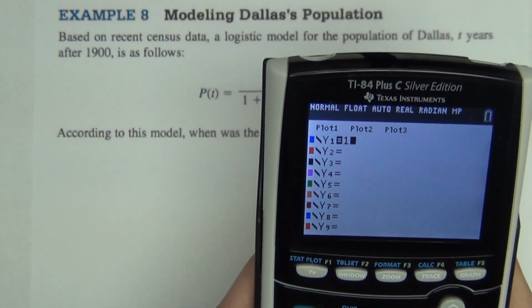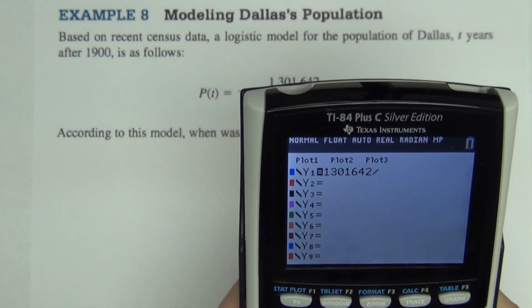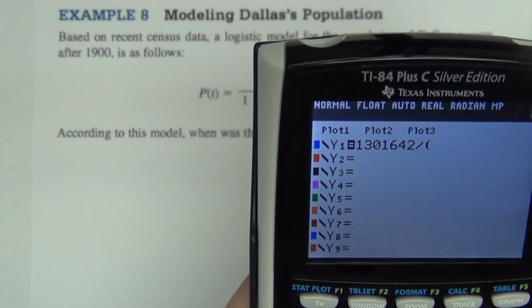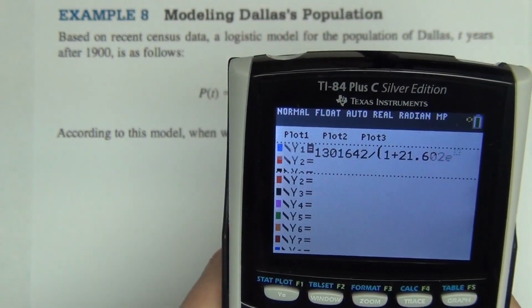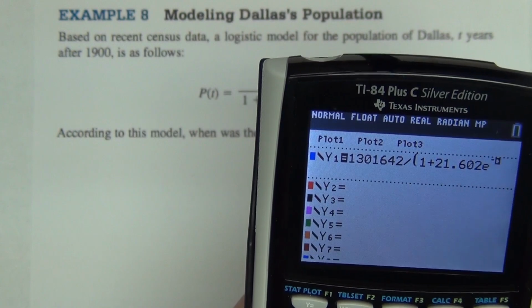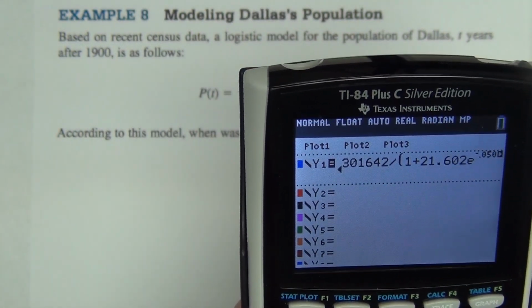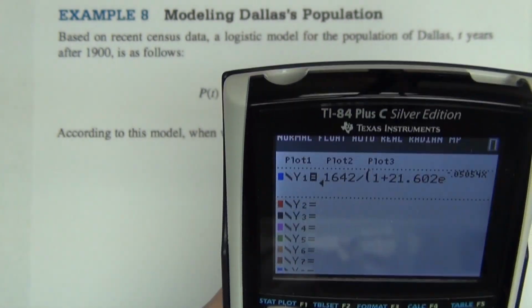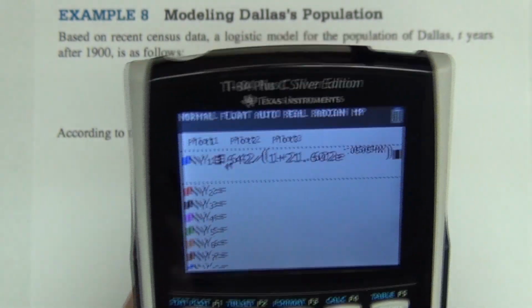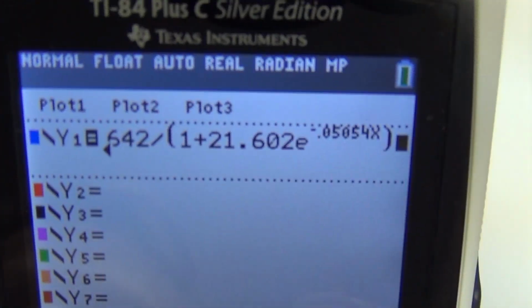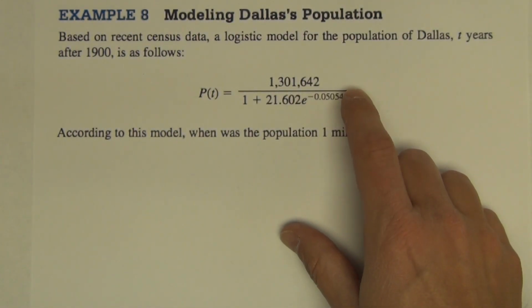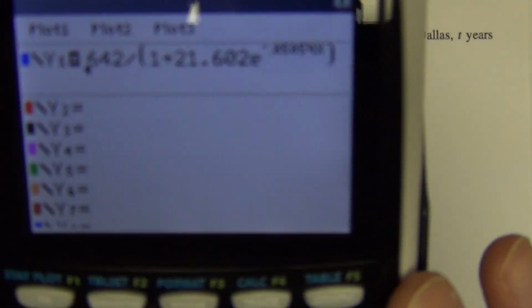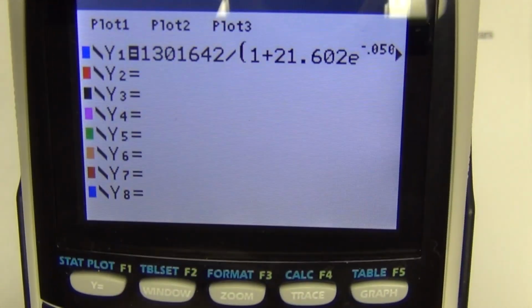Now this is important, the denominator needs to be put in parentheses. Now the calculator uses the variable x, notice there. The problem uses the variable t. It doesn't matter what variable you're using, so in our calculator, x is t. Okay, so I've got that typed in. Now I'm going to set that equal to 1 million.